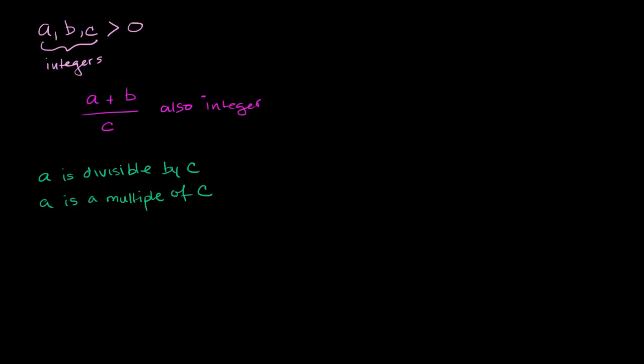So the question for all of us to work out right now is: does b have to be a multiple of c? Let me write it that way. Does b, given all of these constraints, have to be a multiple of c? I encourage you to pause the video right now to come up with your own answer about whether b has to be a multiple of c.